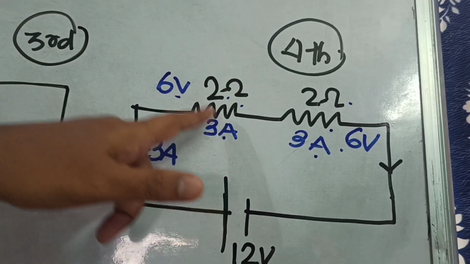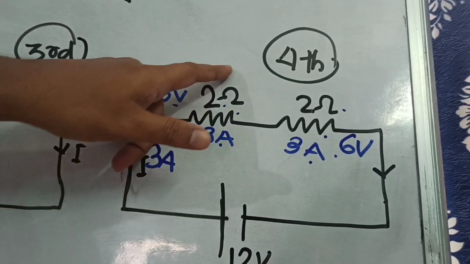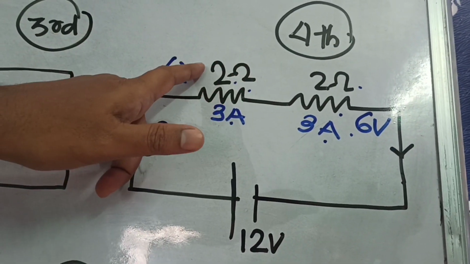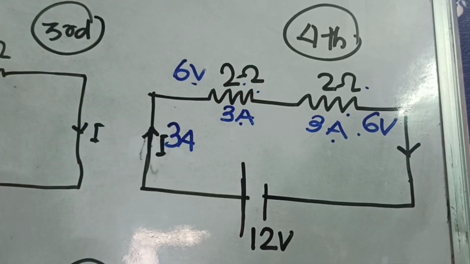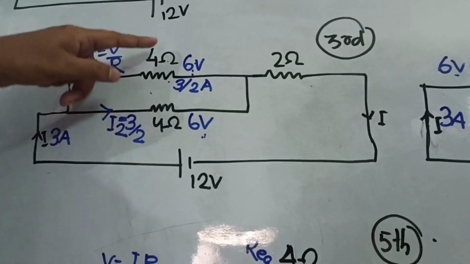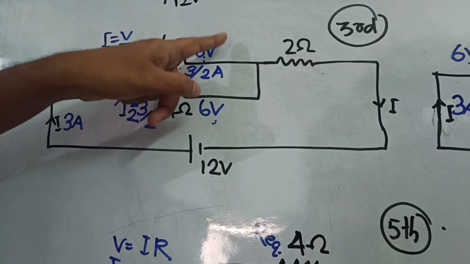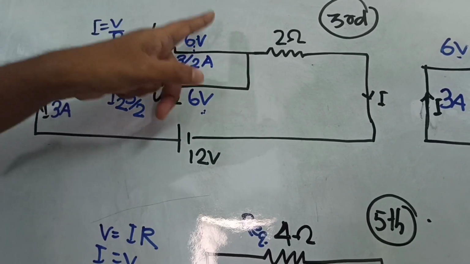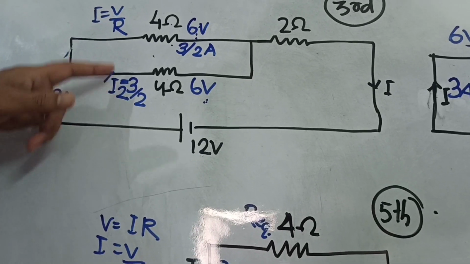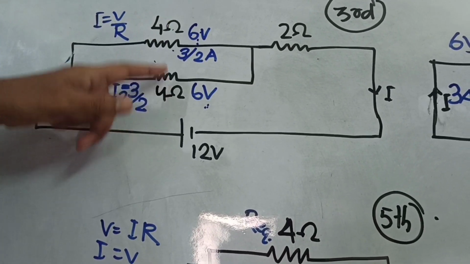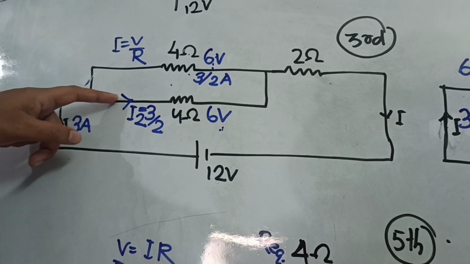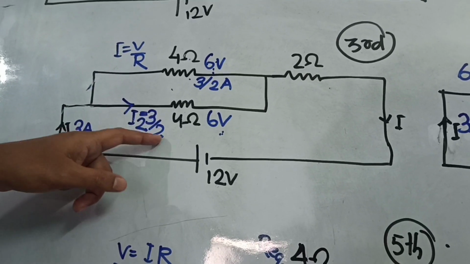So the potential difference across this resistor will be V is equal to IR, 3 into 2, 6 volt. Here also it is 3 into 2, 6 volt. Now how is this 2 ohm resistor made? It is made by the parallel combination of 4 ohm and 4 ohm. So this 4 ohm resistor will have a potential drop of 6 volt, and this one also has 6 volt. Now as these are two equal resistances, the current 3 ampere will divide equally, I by 2, so 3 by 2.